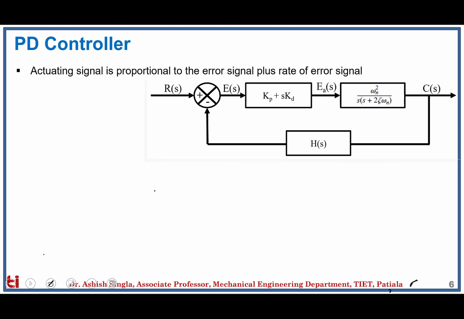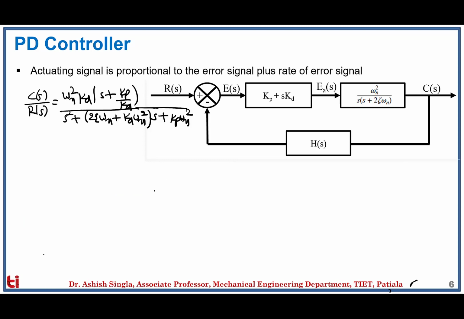Let's rewrite the transfer function of the PD controller. Now if we compare it with the transfer function of the plant, which was given when the value of this K is 1, the transfer function of the plant can be written as C(s)/R(s) equal to omega n square upon s square plus 2 zeta omega n s plus omega n square. So if we compare the transfer function of the PD controller with the transfer function of the original plant, we can clearly see that there are three changes which the PD controller has brought into the transfer function of the original plant.